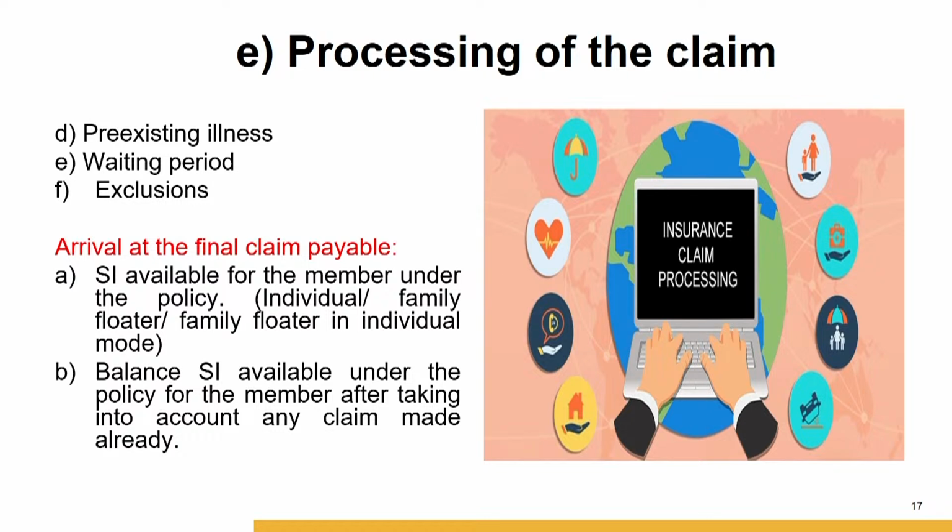Now they will arrive at the final claim payable. This is also important: how much is your sum insured, and in that particular year, if there was a previous hospitalization, how much sum insured is finished. Say for example, you have a 5 lakh sum insured policy. Already you or your family member has taken a claim, say under a family floater policy, which comes to 3 lakh rupees. So only 2 lakhs is left in that year before the policy expires or the renewal takes place. So you are entitled to that only. That will be taken care of, how much sum insured is left as on date when the claim comes, the balance sum insured under the policy for the member after taking into account any claim already made.